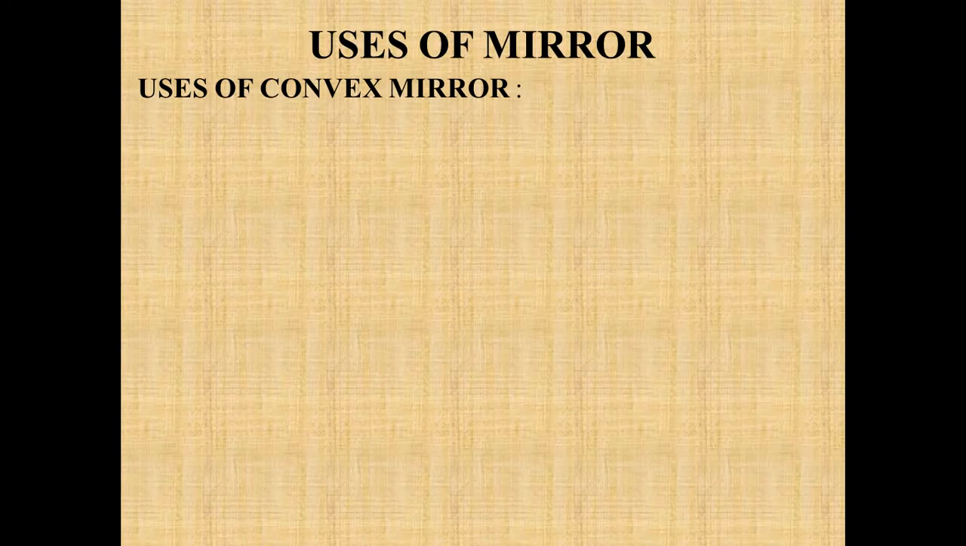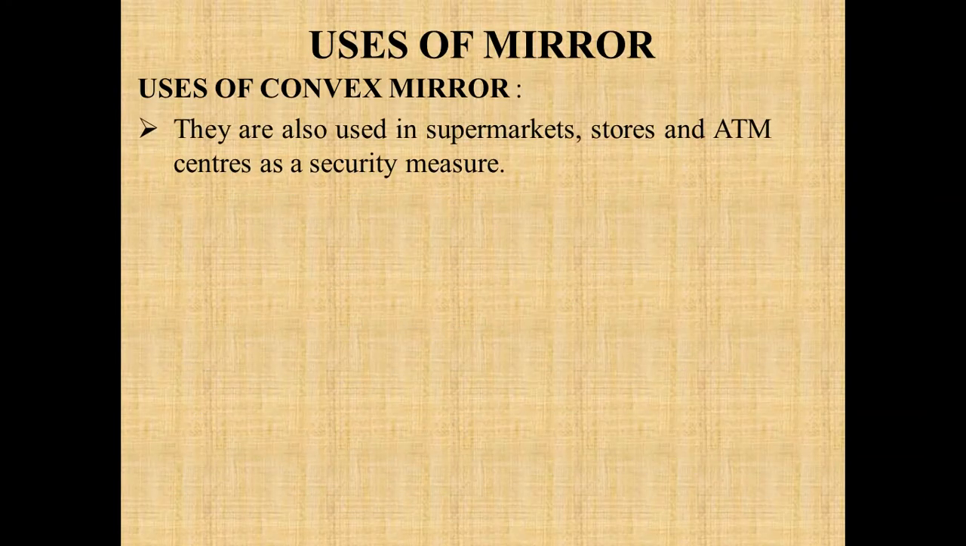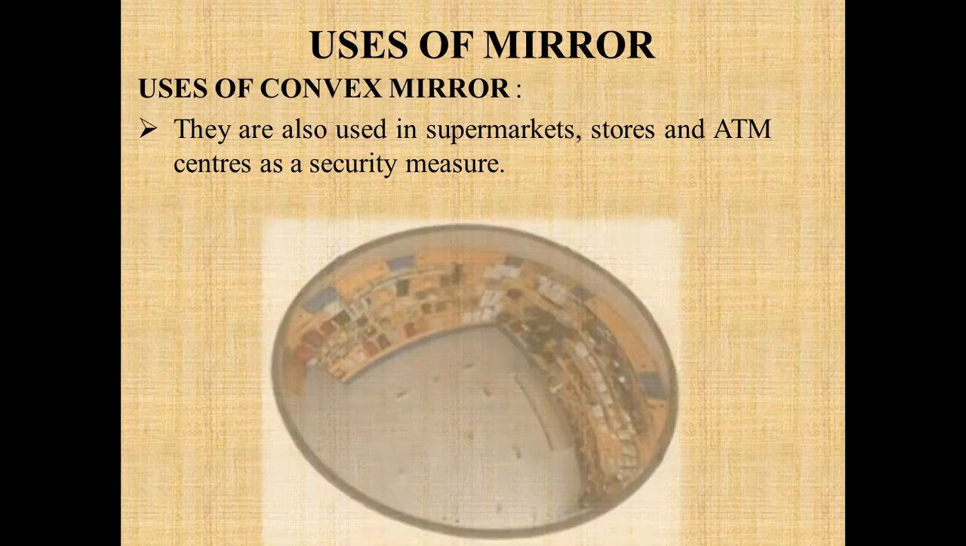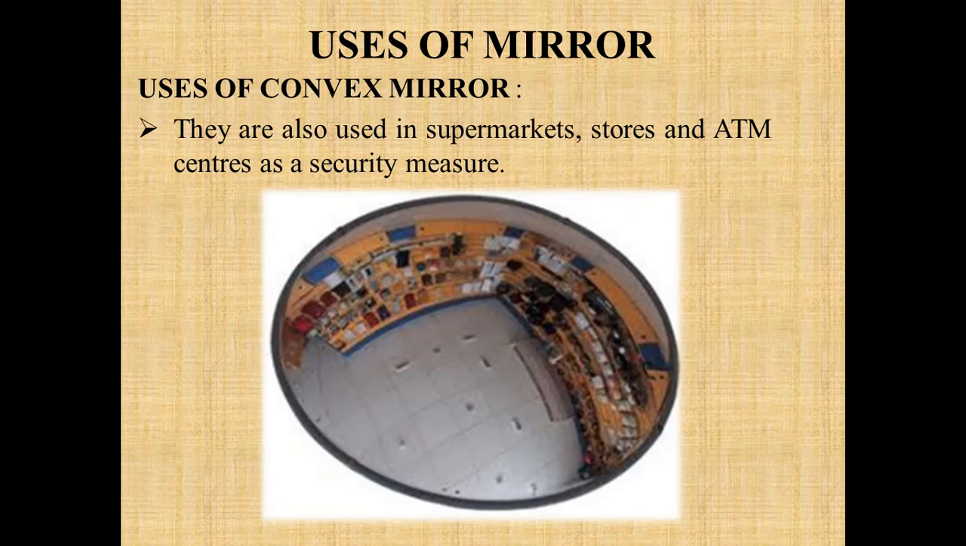Then they are used as vigilance mirrors in supermarkets, stores and ATM centers. So here you can see previously these types of mirrors were used because they cover a larger area with a smaller surface and they have a greater field of view. So this is also one of the examples of the convex mirror.